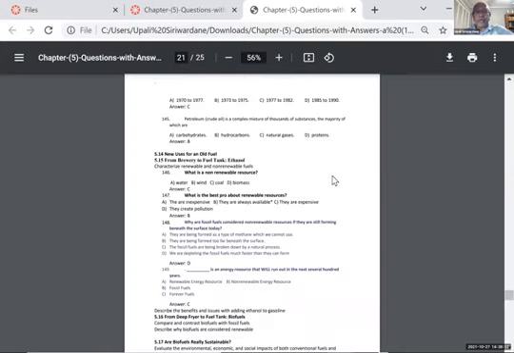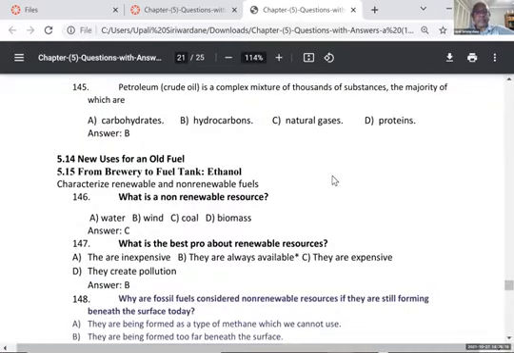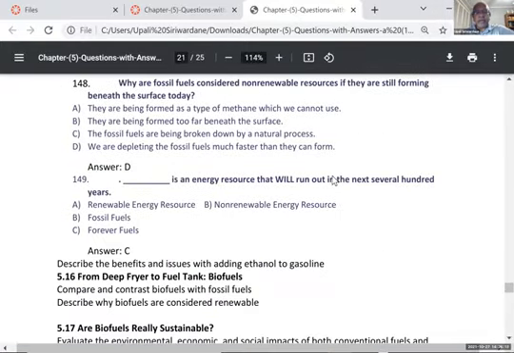So the last few questions are about biodiesel. They are easy questions.